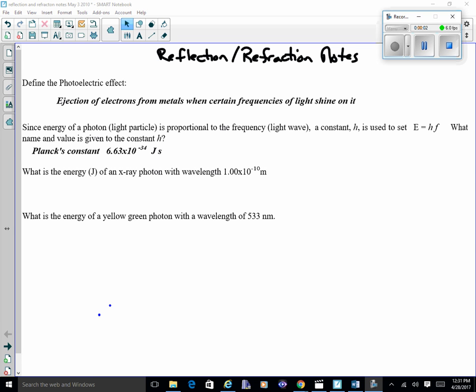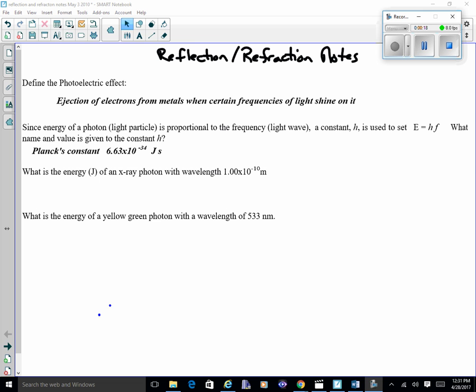Refraction notes, and we're going to start off talking about the photoelectric effect. Now, some of you saw the little demonstration with the light bulb in it and the moving propeller. Actually, it's the photoelectric effect that makes that work, because as soon as the light hits the little propeller, the electrons eject off the metal.